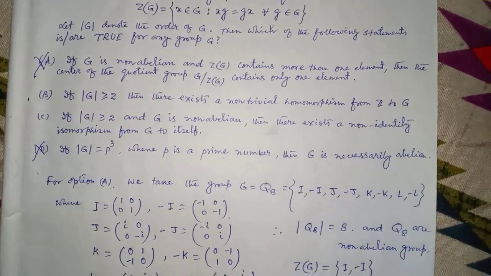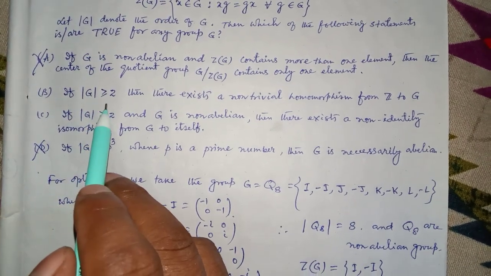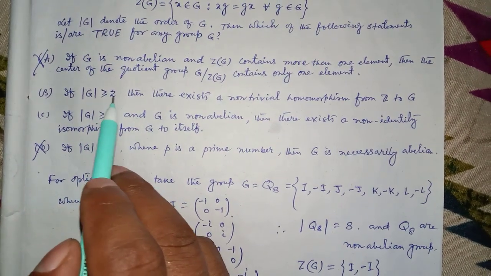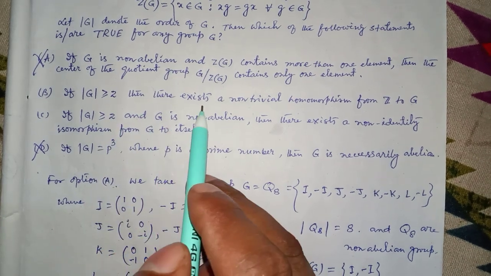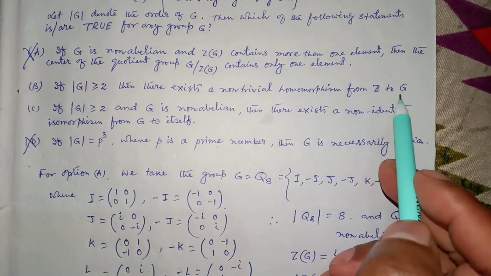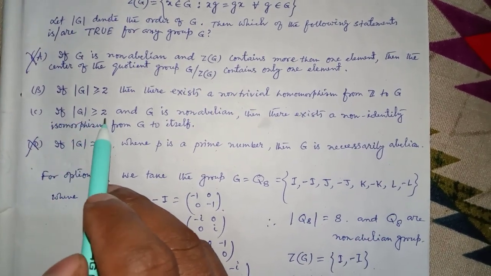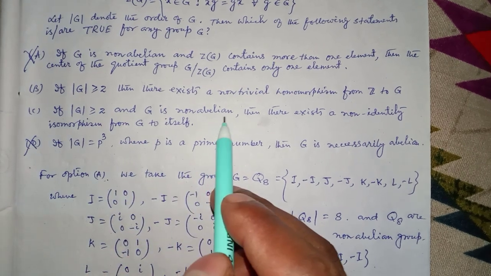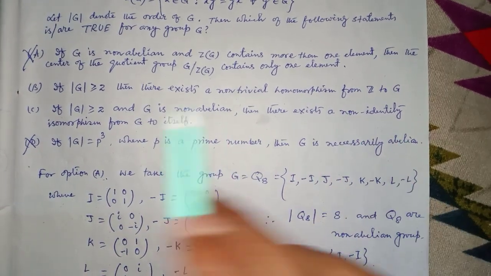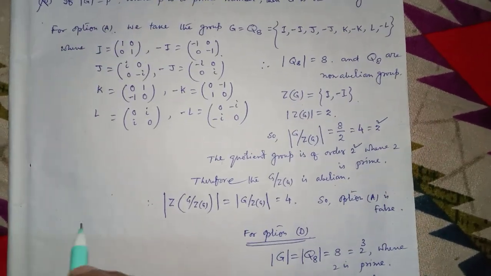Now we check option B and option C. Option B: if the order of G is greater than or equal to 2, then there exists a non-trivial homomorphism from Z to G. Option C: if the order of G is greater than or equal to 2 and G is non-abelian, then there exists a non-identity isomorphism from G to itself. First we check option B.